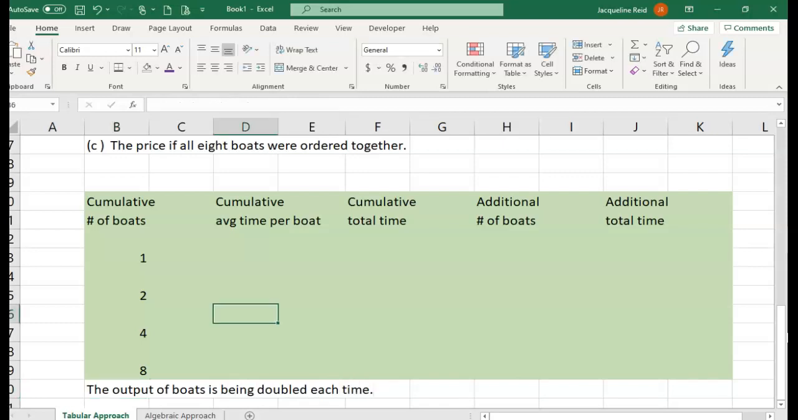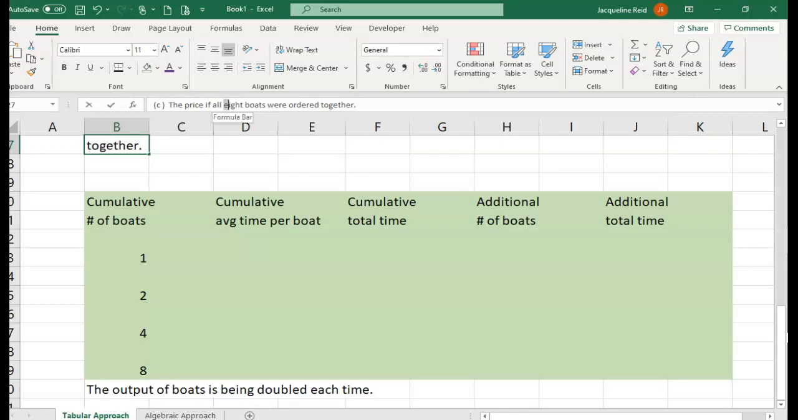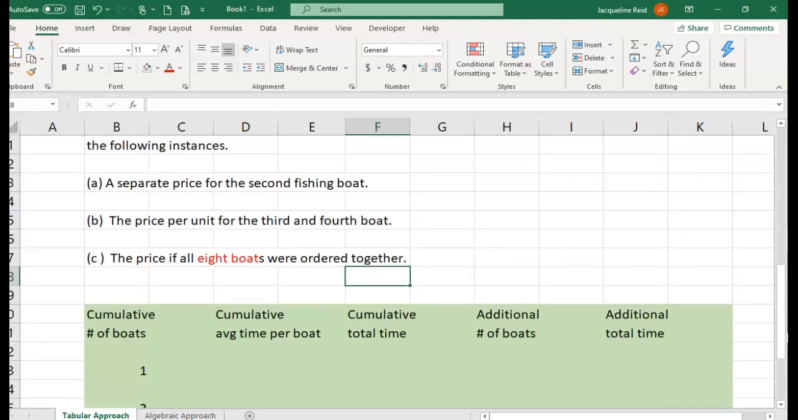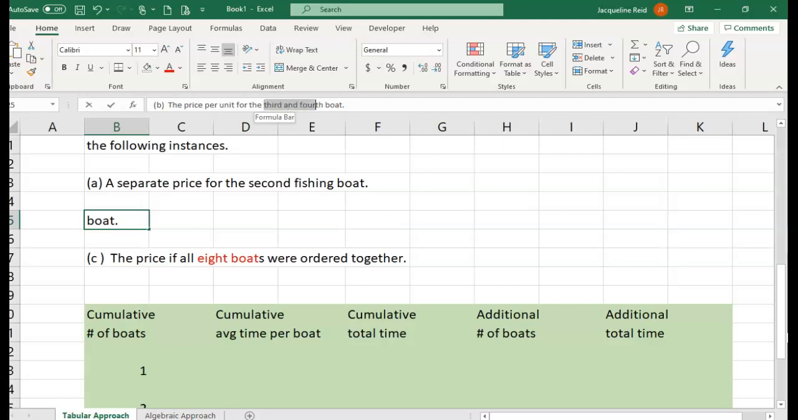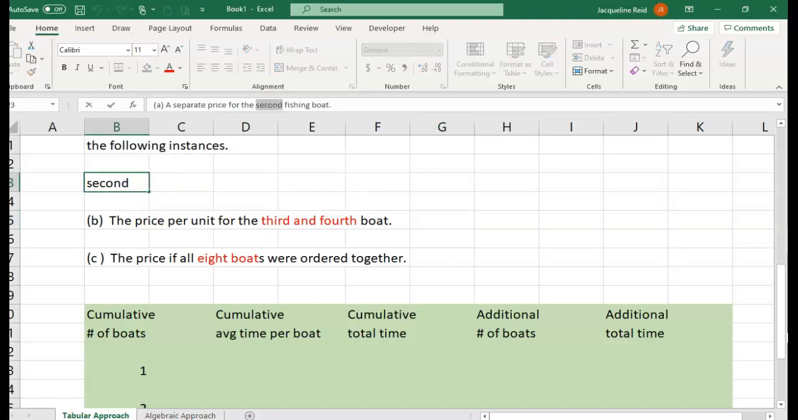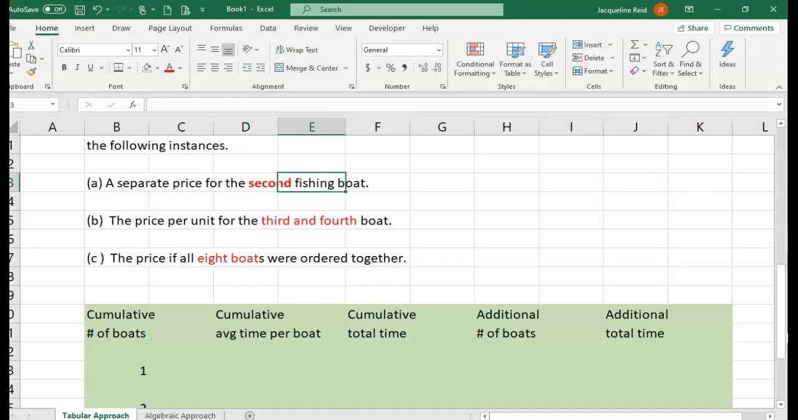Now, when you look at the question, look at some keywords. 8 boats. Third and fourth boat. The second boat. These are the keywords I wanted to pay attention to as we work through the tabular approach.